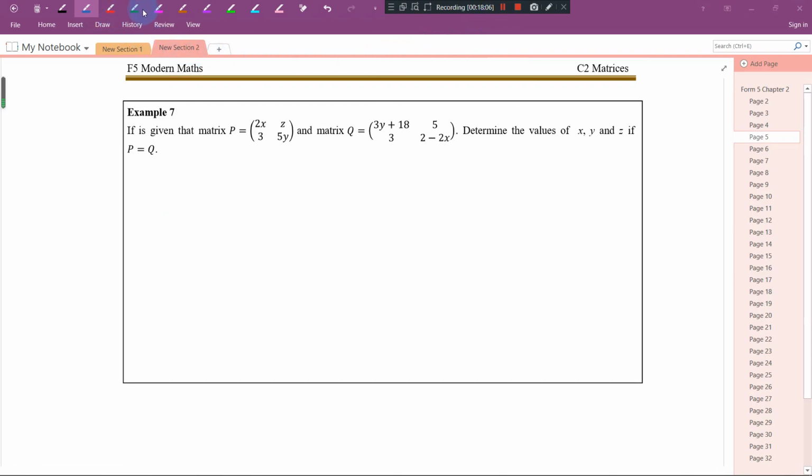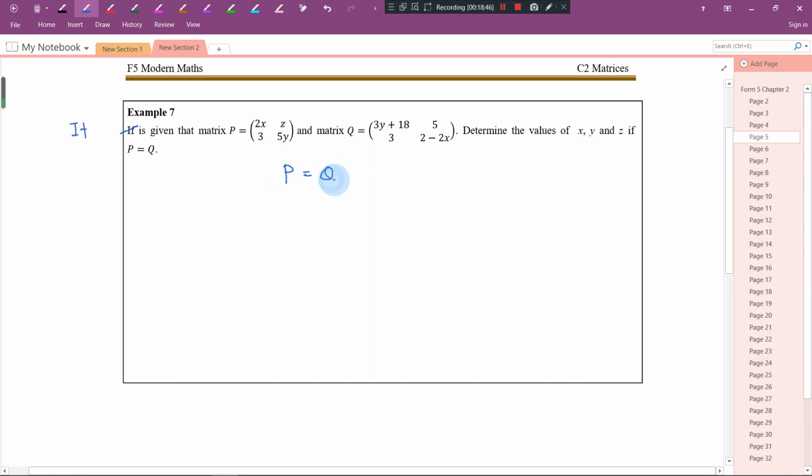Okay, let's go to the last example that I'm going to discuss with you in this video. It is given that matrix P is equal to this and matrix Q is equal to this, and we have a few unknowns here, X and Y. Determine the value of X, Y, and Z. Okay, we have another Z over here. We want to determine the value of X, Y, and Z if P is equal to Q. That means P and Q are a pair of equal matrices.